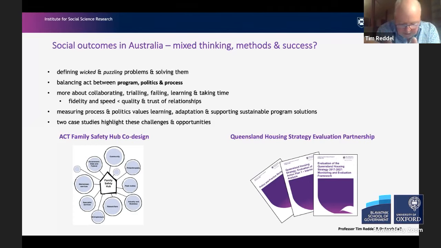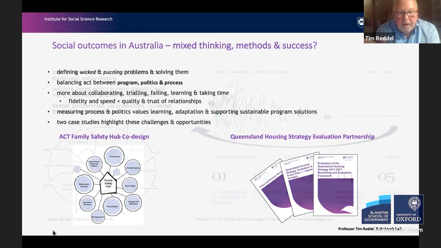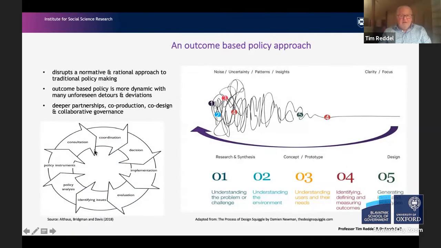Might just go to the next slide. And I think about how we often think about policy through the policy cycle as it's popularised here in Australia. It's a common way of thinking about the policy process from identifying issues through to evaluation. And to be fair, it's really a mind map, the policy cycle, that enables us to think about the various stages of policy making. However, it's not a representation of reality. Real processes are more dynamic, with many unforeseen detours and deviations.